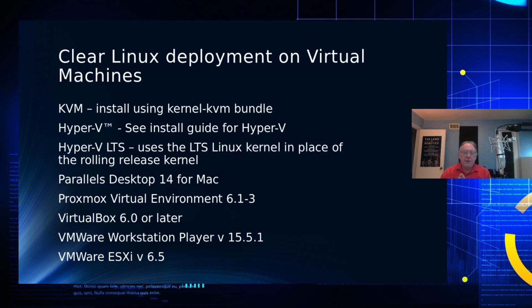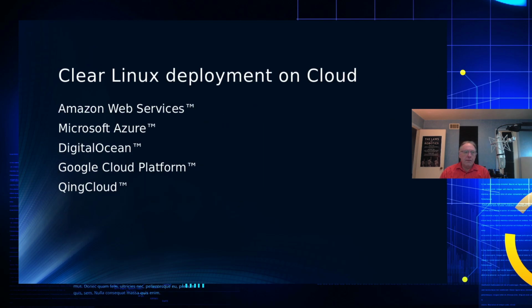VMware Workstation Player 15.5.1, I'm assuming, or higher, and VMware ESXi version 6.5 or higher would be the things that you would be able to install Clear Linux on. As far as cloud deployment, Intel's also been working in this area. Originally, they had Amazon Web Services and Azure. I believe they've added DigitalOcean and Google's cloud platform, and also the Qing Cloud, which is a Chinese-based cloud provider. So, yeah, you have quite a few choices and quite a few different ways of installing.